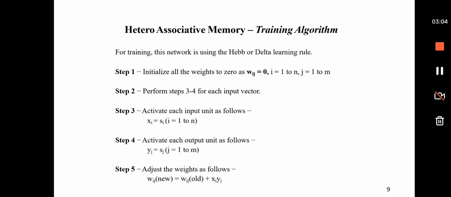Hetero-associative memory also uses Hebbian learning rules. Initially all weights are set to 0. Then input and output neurons are activated using the training pattern. Weights are updated using the relation: new weight equals old weight plus input multiplied by output. Let's go to understand the testing process.